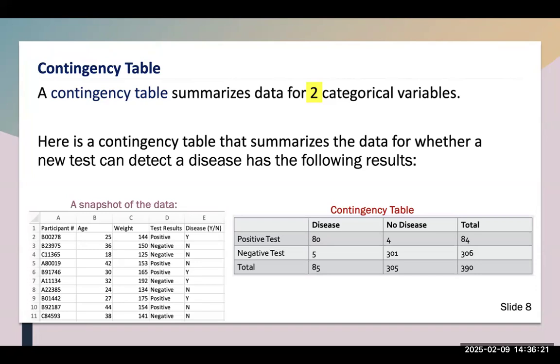Now, there's a column that says total and another row that says total. If we look at the very bottom row, we see 85, 305, 390. The people who had the disease, 80 plus 5 is 85, and the people who did not have the disease, 4 plus 301 is 305. And in the last column all the way to the right, positive test, there's 84 people. The number of people who had a negative test is 306. If you add those two numbers together, you get 390. So there were 390 people who were part of this experiment or observational study.